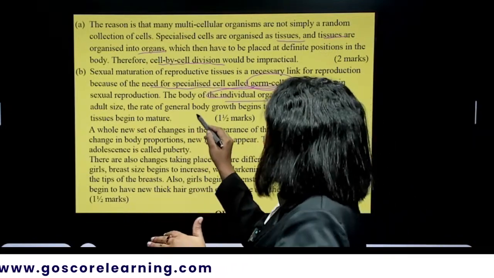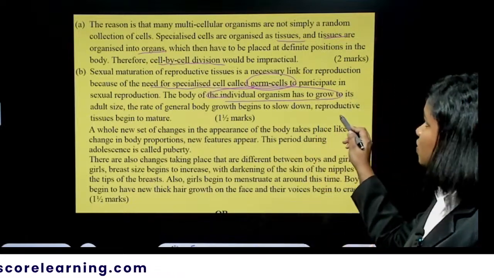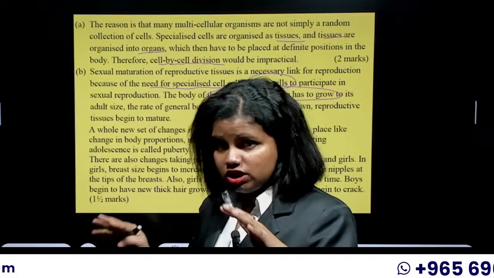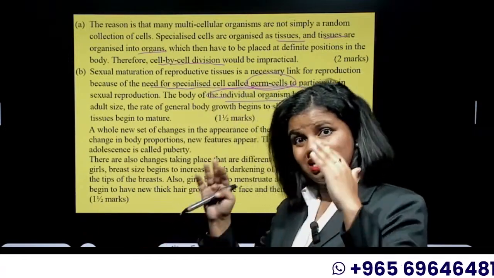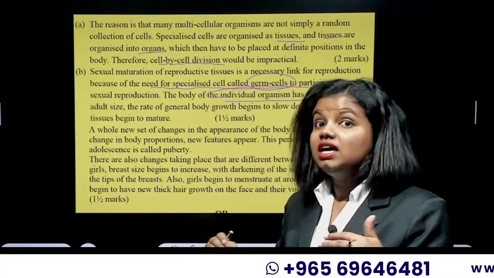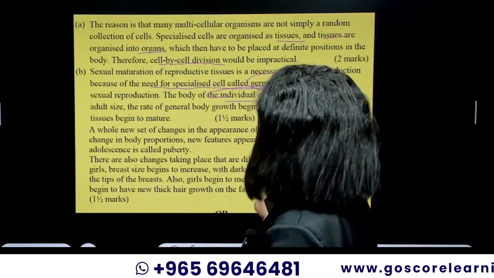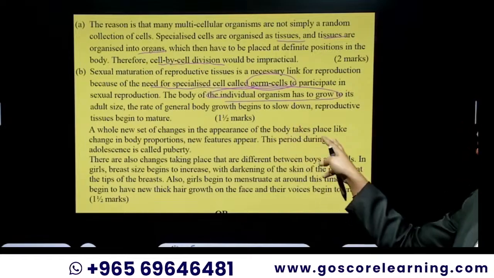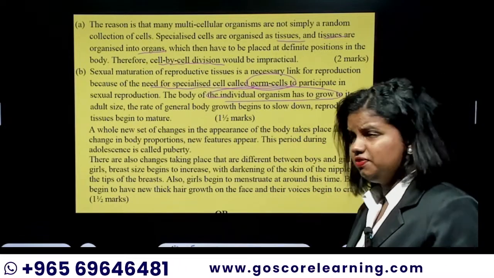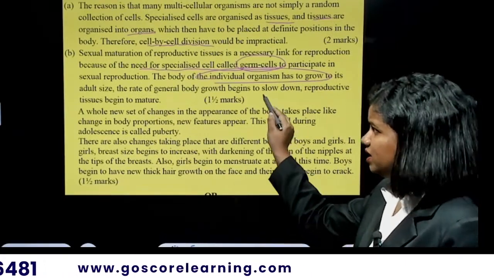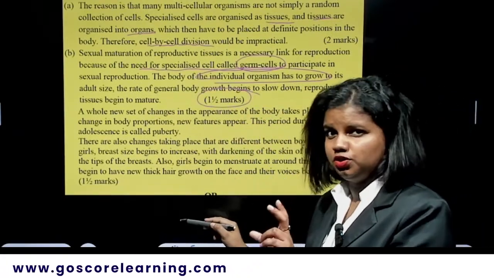Then the general body growth begins to slow down and reproductive tissue begins to mature. When the general body stops growing, or you can say when it has attained a particular size, the reproductive tissue starts its growth. So if you are able to mention those two factors, the puberty factors and all, you will get 1.5 mark for that particular portion.